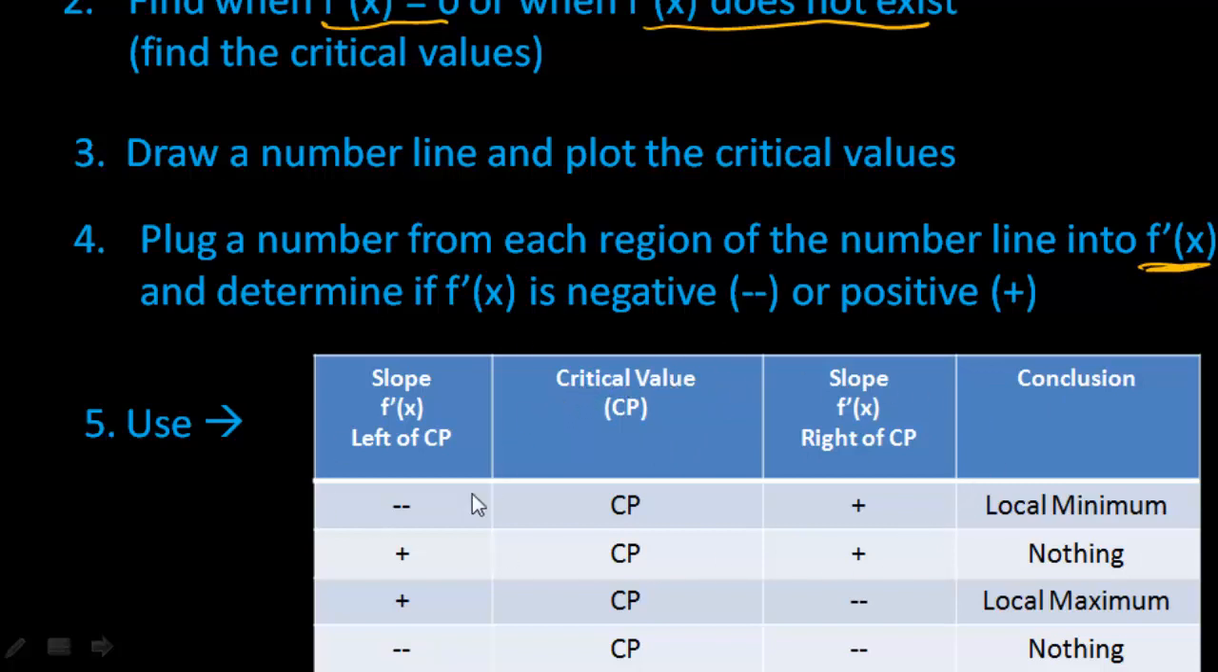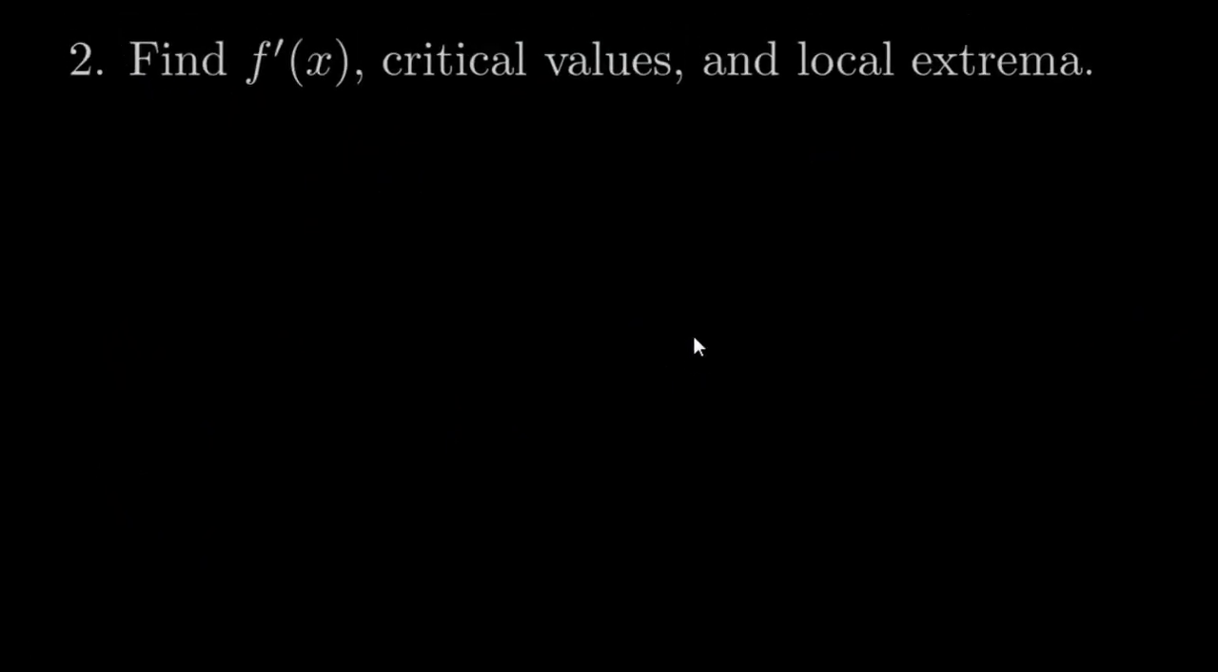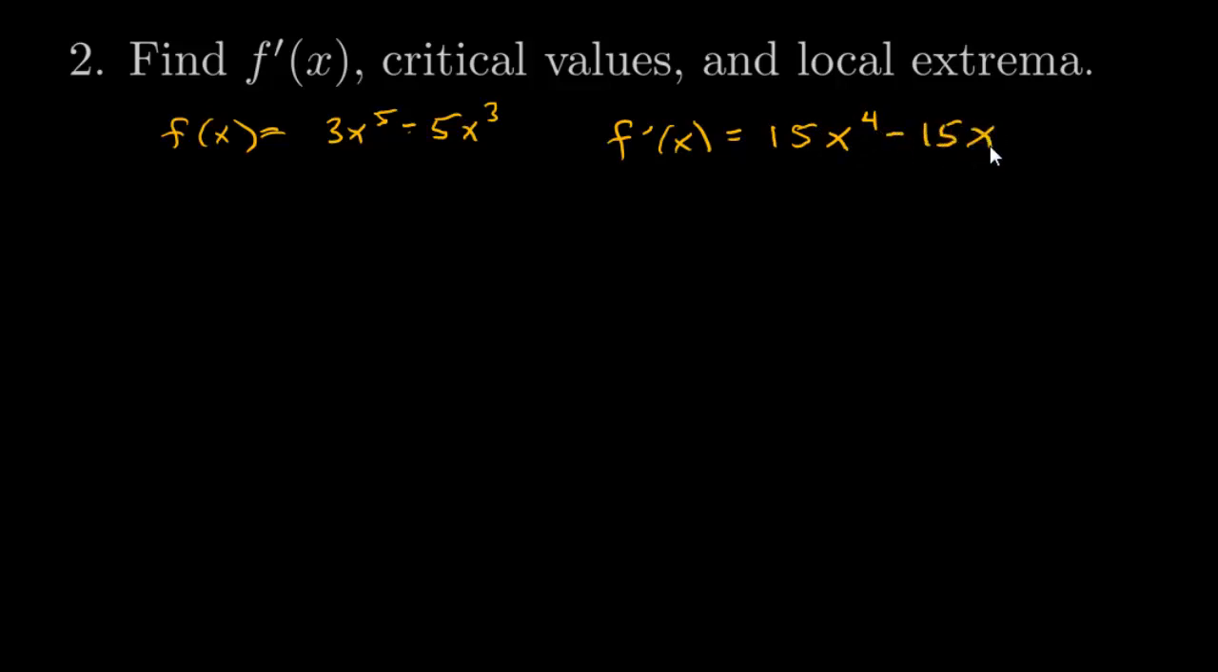So take a moment, pause. You can write down this information. It's extremely helpful. So let's go ahead and start this process now. Let's find f prime. Now remember that f was 3x to the 5th minus 5x cubed. So the derivative is just going to be a power rule, which is going to give me 15x to the 4th minus 15x squared. So here's our derivative.